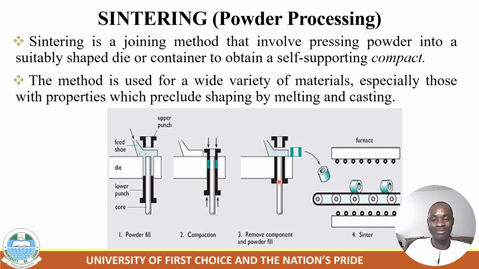This is the diagram of the sintering method. The powder is poured inside this hole here, and the compression takes place here through this plunger. After it has formed the shape of the core, it is pushed out. The process here is referred to as the sintering exercise, where powdery metallic material is compacted together to form a solid metal.